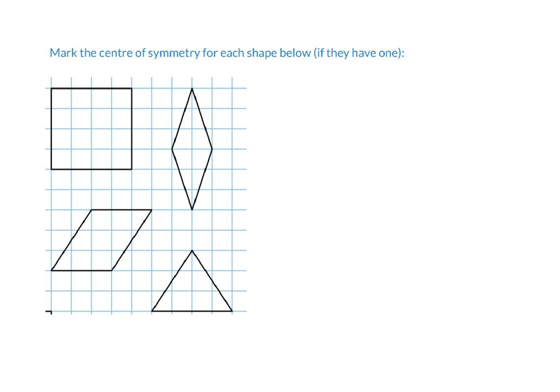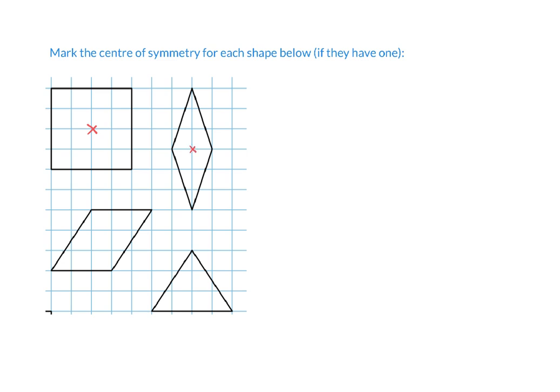Okay, here we're asked to just mark the center of symmetry. Remember, that's not the same as the axial symmetry, so it's the center of symmetry. And the first one is fairly straightforward. The rectangle, the square, is here in the middle. And we go along to the next one here, the rhombus, it is going to be here.